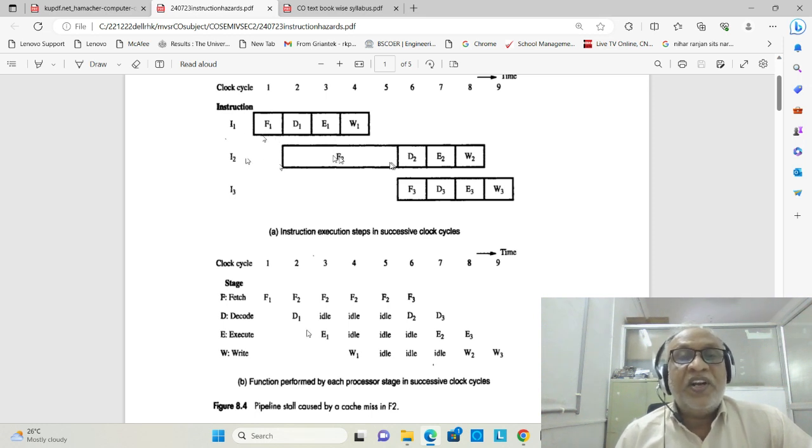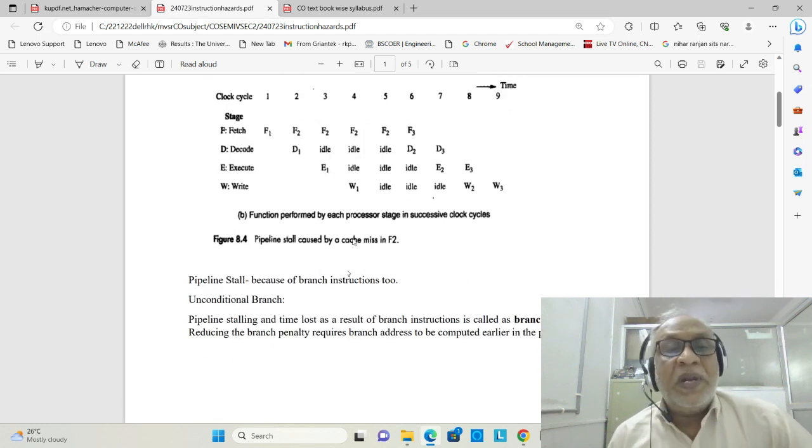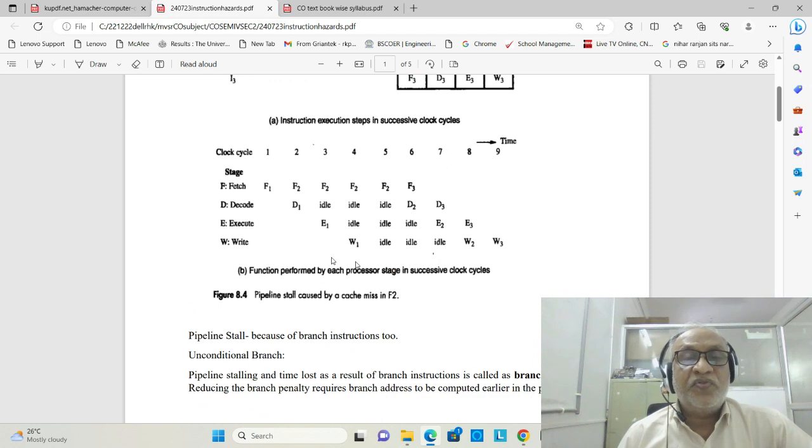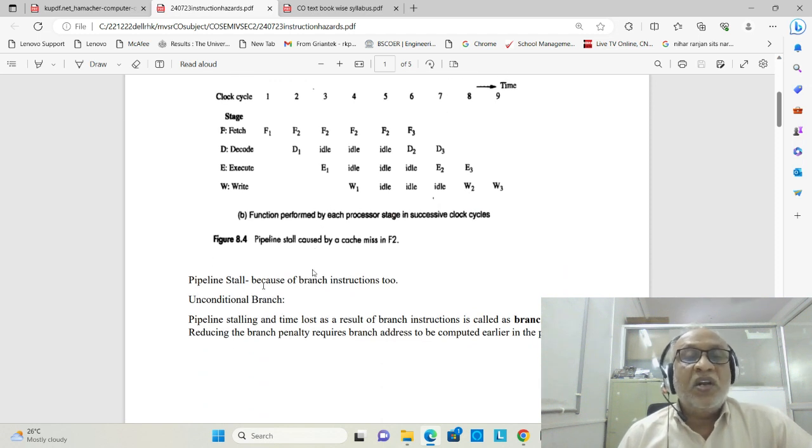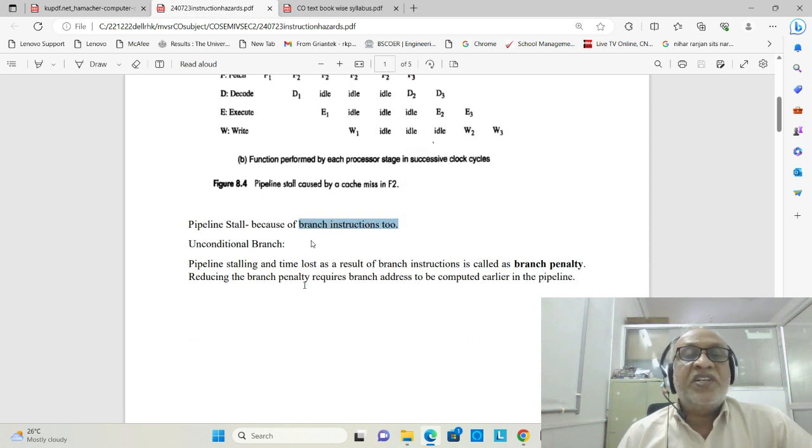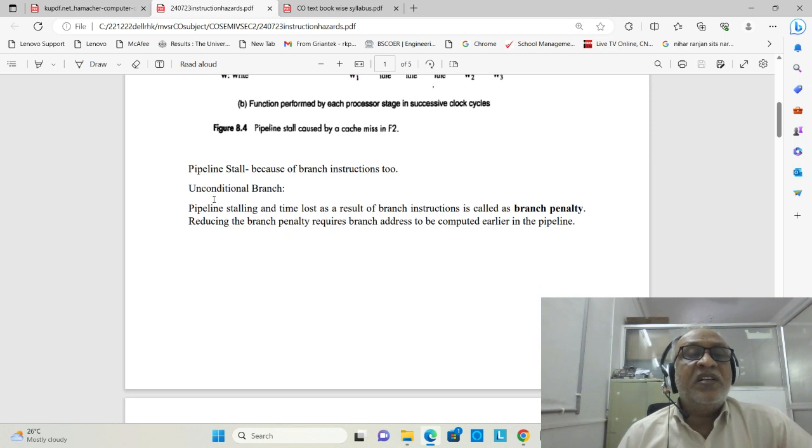You can see the effect of that. The decode stage will also be idle, the execute stage will also be idle for 3 clock cycles, and the write stage will also be idle for 3 clock cycles. A pipeline stall was caused here because of a cache miss, but a pipeline stall can also be caused by branch instructions too. Branch instructions are either conditional or unconditional. So let us look at the unconditional branch instruction pipeline stall.